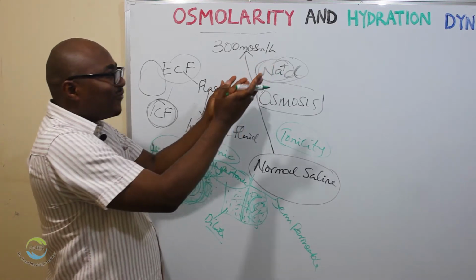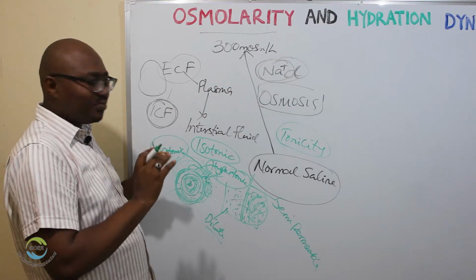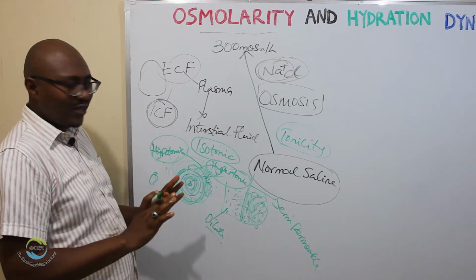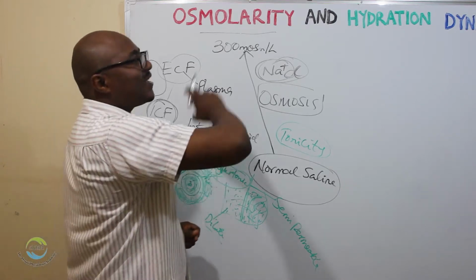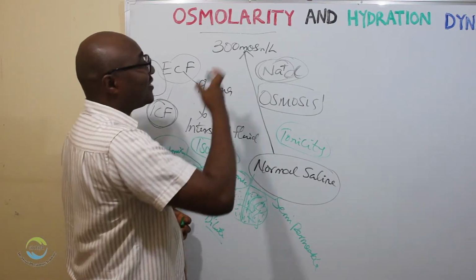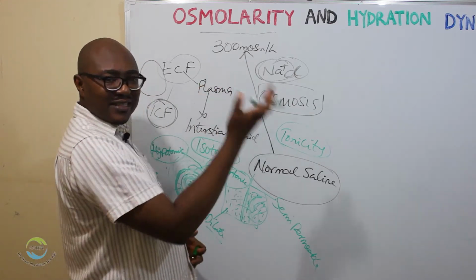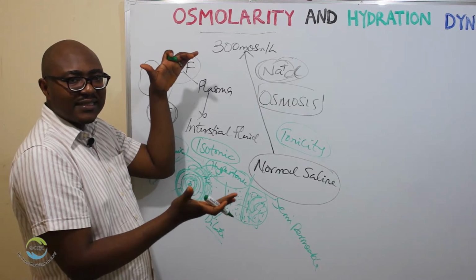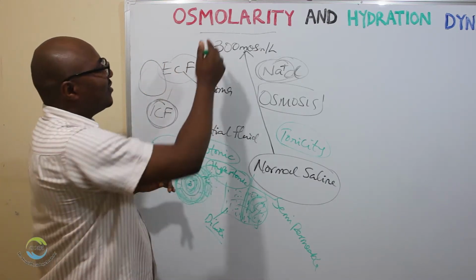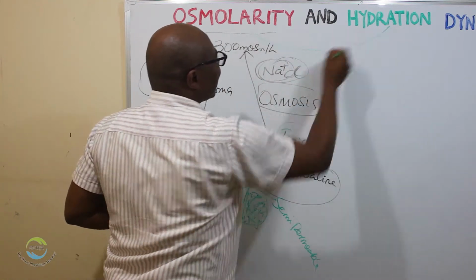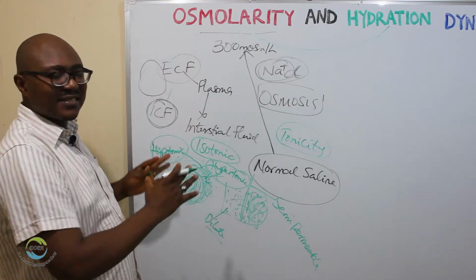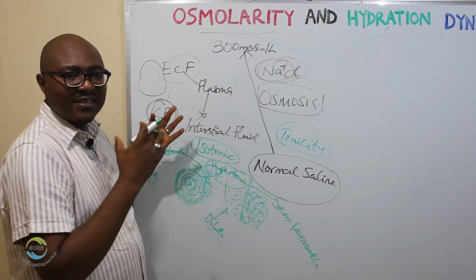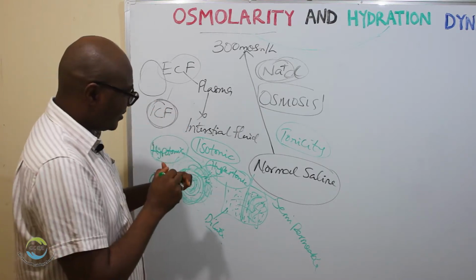So when the volume of fluid is lesser than it should be, we call it dehydration or hypovolemia. So you can also have isotonic hypovolemia or isotonic dehydration, hypertonic dehydration, hypotonic dehydration. That means there are 6 different states or possibilities of this dynamics. So we're going to be looking at those 6 and what could cause them and how they affect the ECF and the ICF. All right?